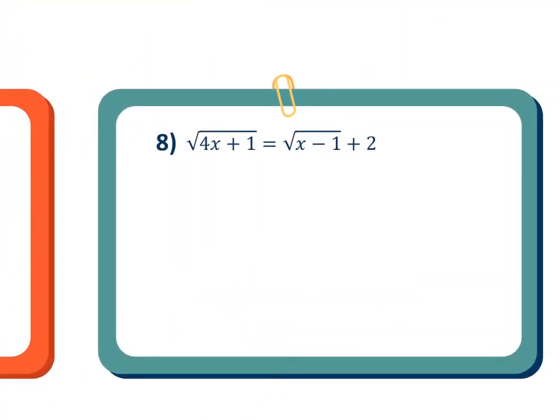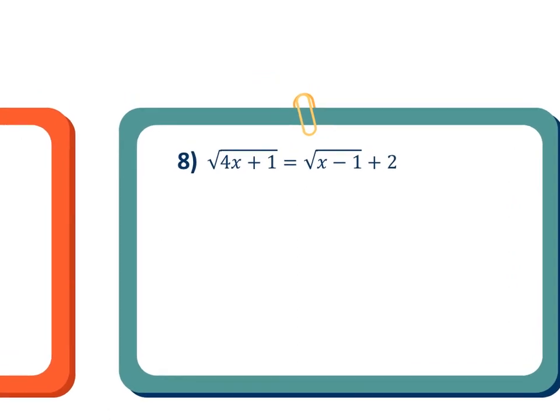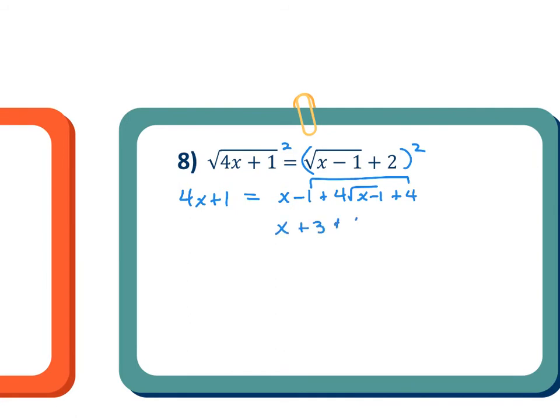Same thing, it's already isolated for me, so let me go ahead and just square both sides. Again, I need to FOIL that right side. So 4x plus 1 comes out. When I FOIL the right side, I'm left with x minus 1 plus 4 times the square root of x minus 1, plus 4. I can combine like terms here, and I get x plus 3 plus 4 times the square root of x minus 1.